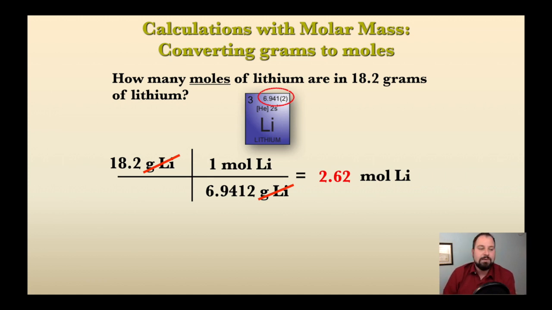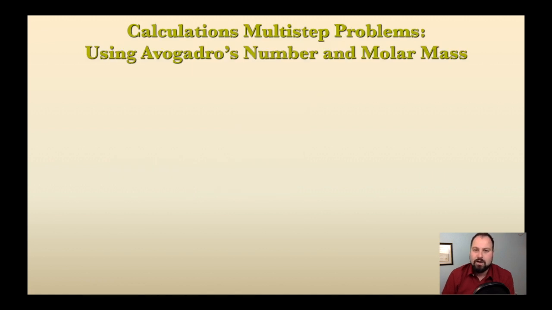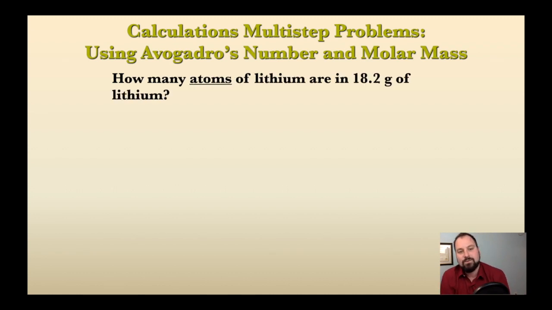Let's make this a little bit more complicated. These have all been one step. What if we have multiple steps? Okay, so calculate multi-step problems with, in this case, Avogadro's number and molar mass. Your question for this one is going to be: how many atoms of lithium are in 18.2 grams of lithium? If you want to try it yourself, stop here. I will give you the answer in 3, 2, 1.